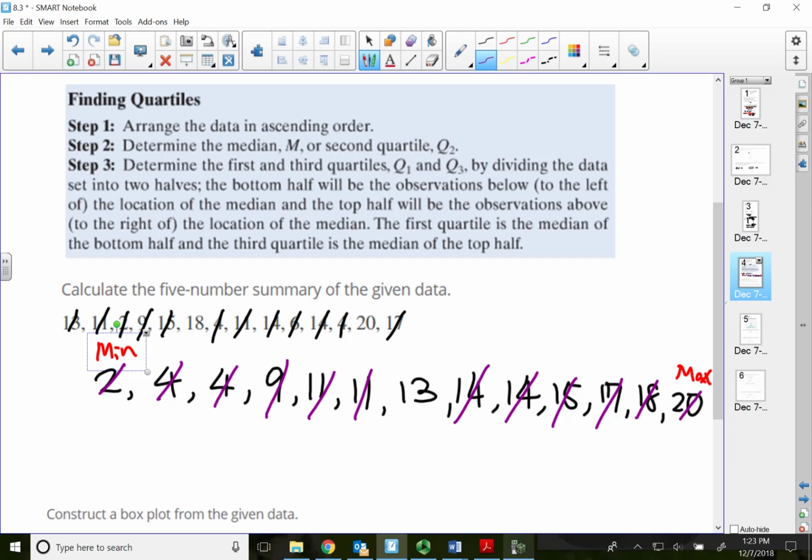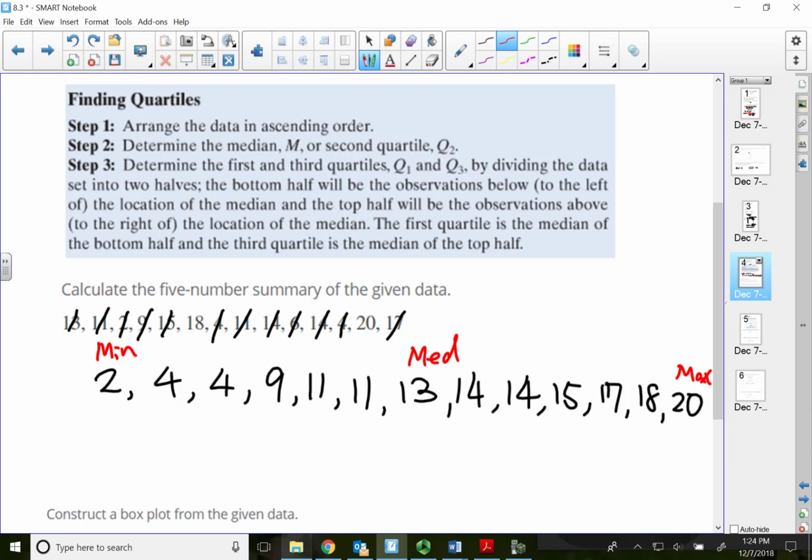Now, I'm not going to write median on top of 13 right now because I need to go backwards a little bit and take off all these things I just scratched off. Just give me a minute. So now I found 13 was my median. That's Q2.